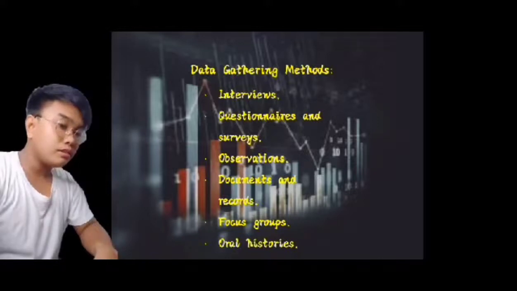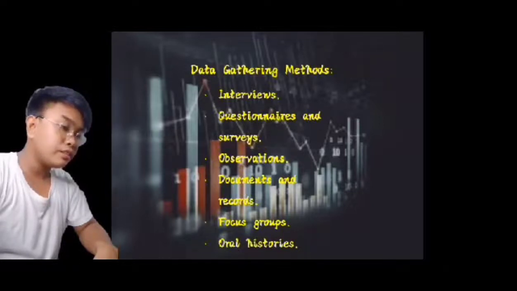Data gathering methods. Ang data gathering ay may iba't ibang methods: interviews, questionnaires and surveys, observations, documents and records, focus groups, and oral histories. When we say interviews, it is the way of collecting data through verbal means. And when we say questionnaires and surveys, it is the way of collecting data through papers.